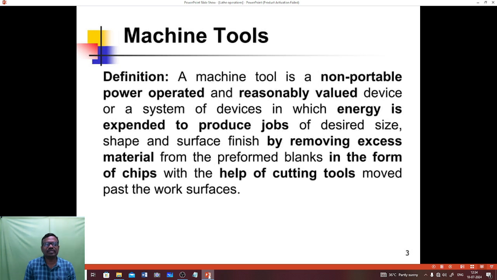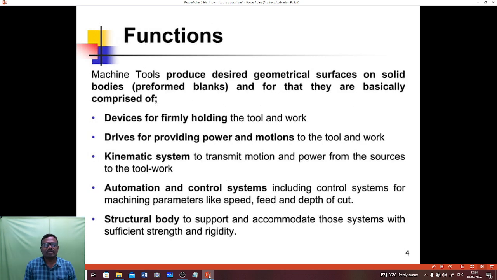The definition of machine tool is: a machine tool is a non-portable, power-operated and reasonably valued device or a system of devices in which energy is expended to produce jobs of desired size, shape and surface finish by removing excess material from the preformed blanks in the form of chips with the help of cutting tools moved past the work surfaces. So we will discuss the functions of machine tools.